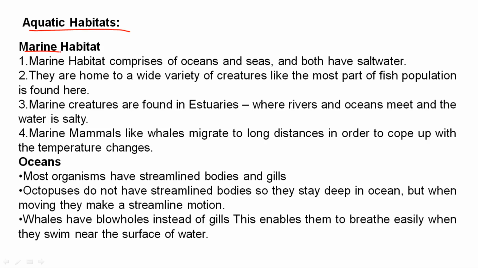Marine term use. So marine habitat comprises of oceans and sea. Both have salt water. Okay. They are home to wide variety of creatures, like most part of fish population is found here. Marine creatures are found in estuaries. Estuaries are what? Where rivers and oceans meet and the water is salty.